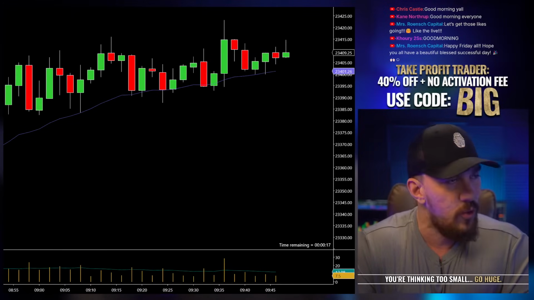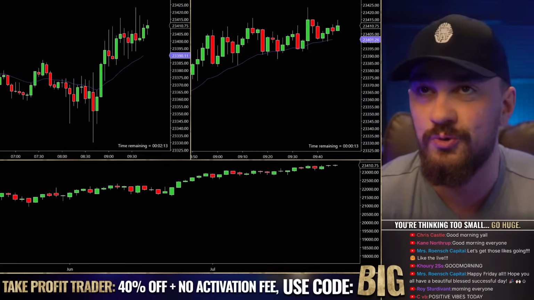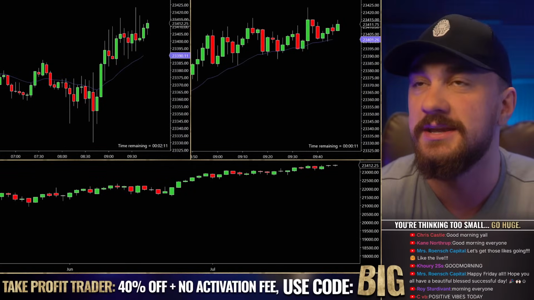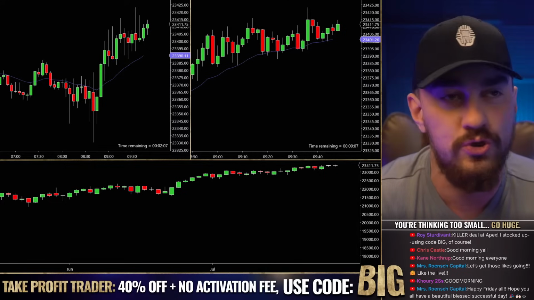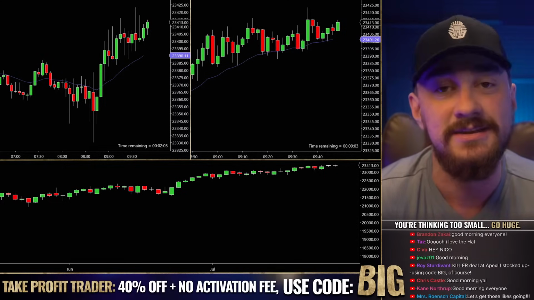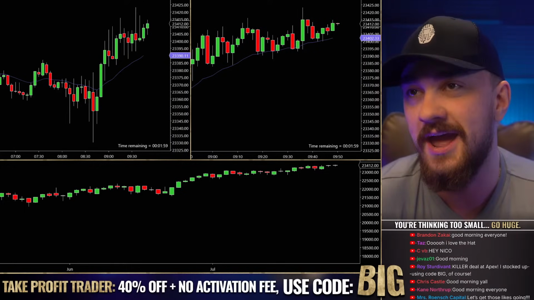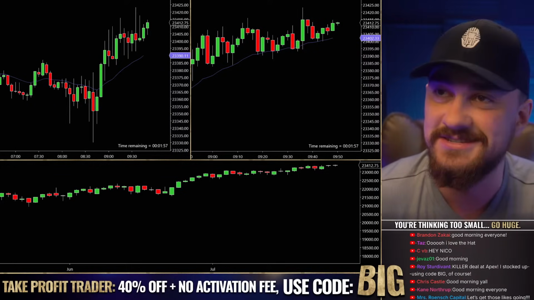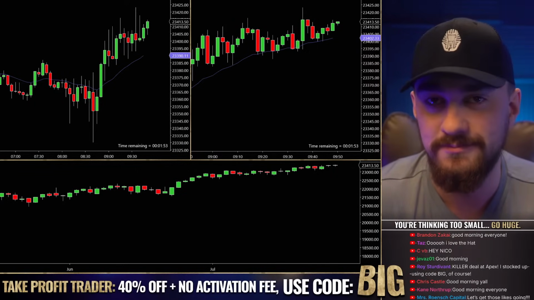So let's do it. You are looking at a 2-minute chart. Top left of your screen is a 5-minute chart. Top right is that same 2-minute chart. We use both the 5 and the 2. Bottom of your screen is the New York session daily chart, and you can see we are in a range market still. So today, we're gonna put our head down and scalp.